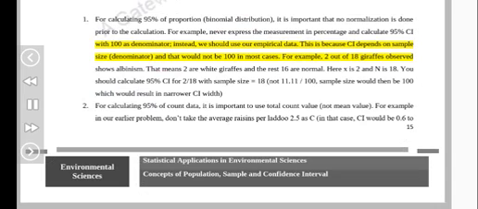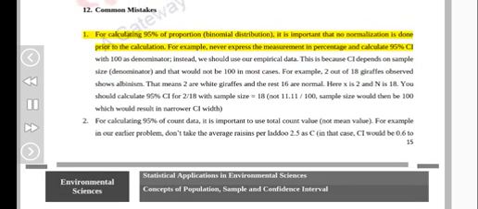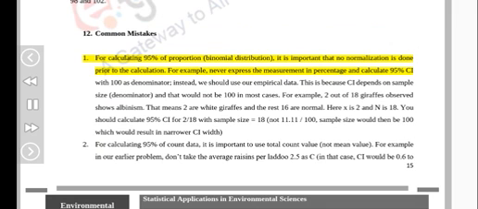This is because C depends on sample size. 12. Common mistakes. 1. For calculating the 95% CI of a proportion from the binomial distribution, it is important that no normalization is done prior to the calculation. For example, never express the measurement as a percentage and calculate the 95% CI with 100 as the denominator. Instead, we should use our empirical data. This is because C depends on the sample size denominator, and that would not be 100 in most cases.